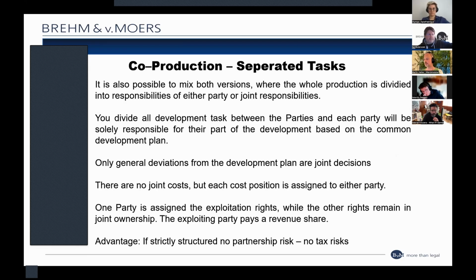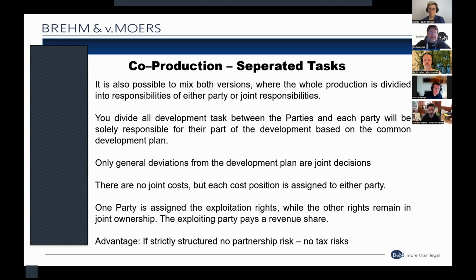And then the last alternative that I already mentioned is that you try to avoid any kind of joint company or joint partnership or joint venture. And that is when you clearly assign responsibilities to each party. So, for instance, one party is responsible for game design, the coding, is responsible for the UI, and the other party is solely responsible for developing art assets, and each of the parties has the final say in each of their department.